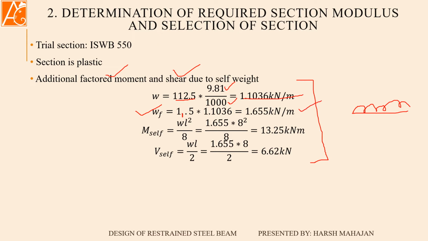Okay. Then next will be the moment due to self weight, which is WL square by 8, because the self weight is acting as a UDL, and the self weight shear will be like this. So these are very simple calculations. Okay, we remember it for our next sections.